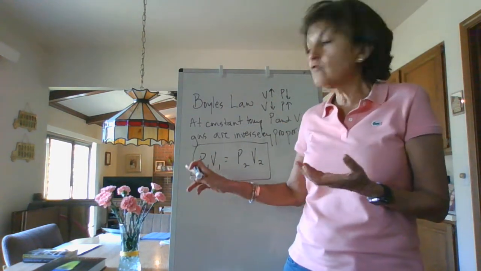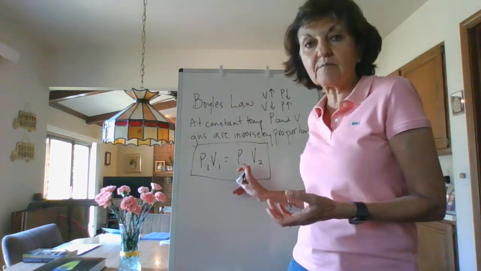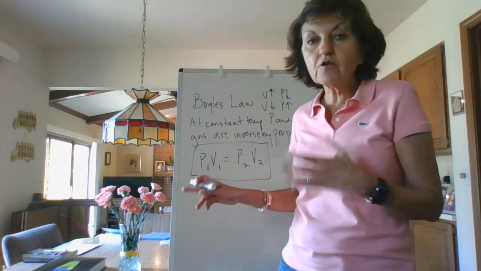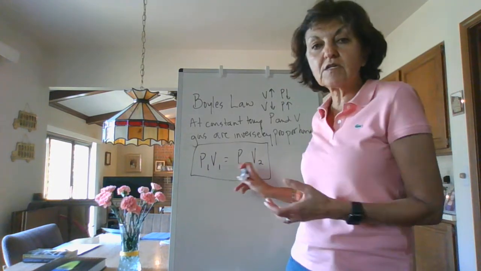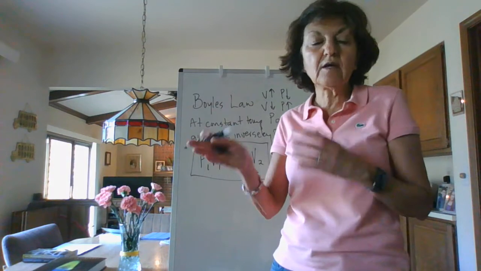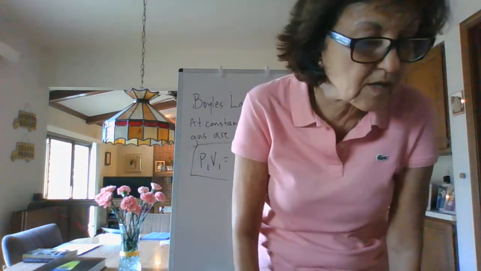So if you're going to use torr over here, you're going to use torr over here. If you're going to use atmospheres here, use atmospheres here. What about the volume? Doesn't matter what the units are. Milliliters here, milliliters here. Liters here, liters here. It does not matter, but they have to be the same so that everything can cancel. Okay, so really easy one.